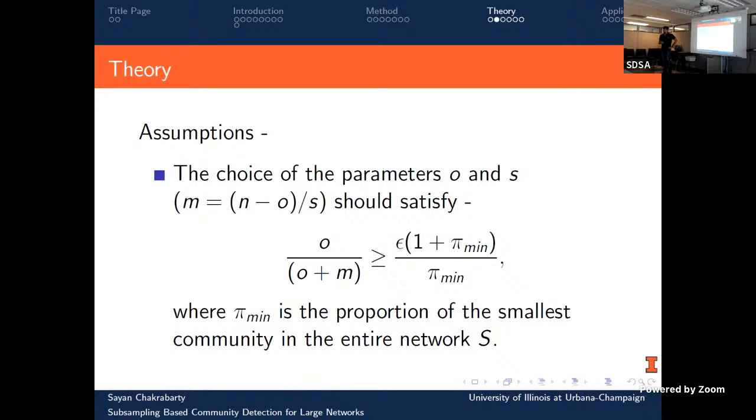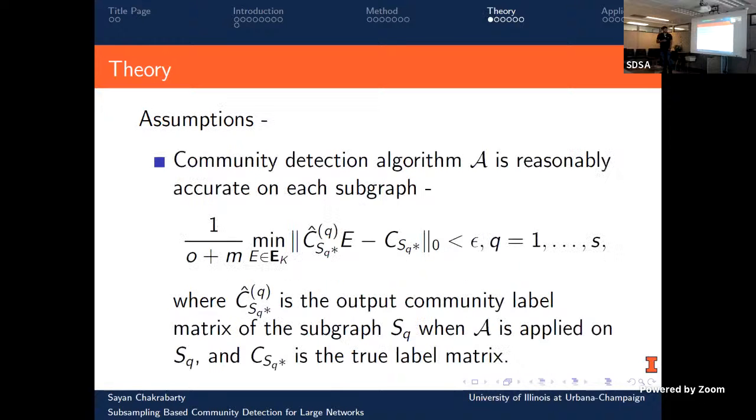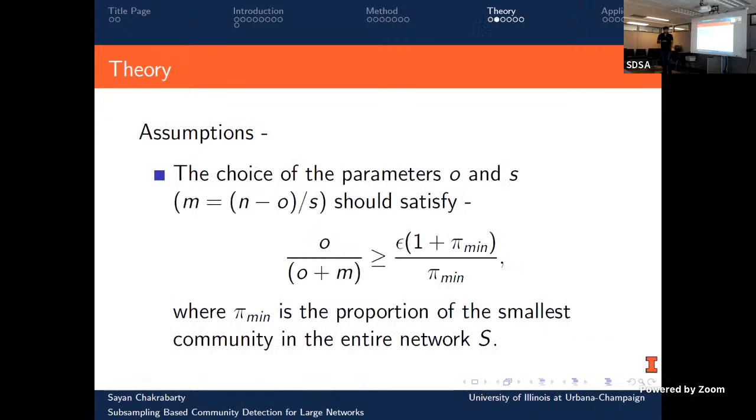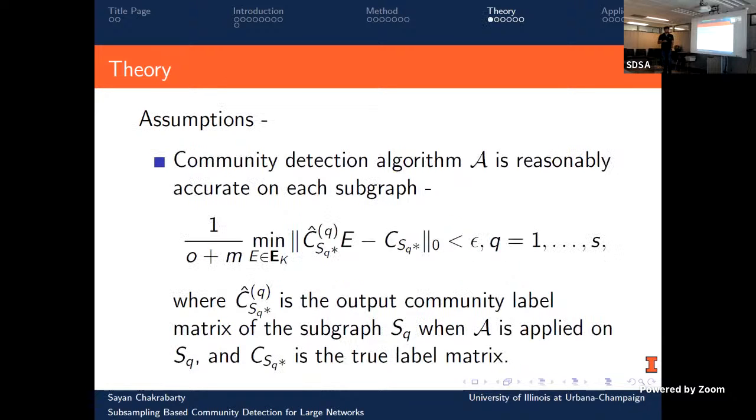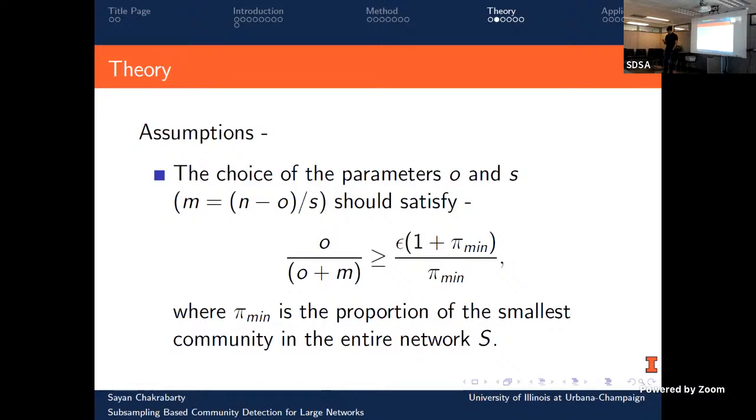So where pi min is the proportion of the smallest community in the network. O and S, and M is just (n minus O) divided by S. O and S should be chosen such that this condition is satisfied. Now, suppose we start with a bad community detection algorithm A, then this epsilon will be very high. And in that case, our choice of parameters will be very restricted. So if we start with a good algorithm A, then we'll have more choice of parameters.